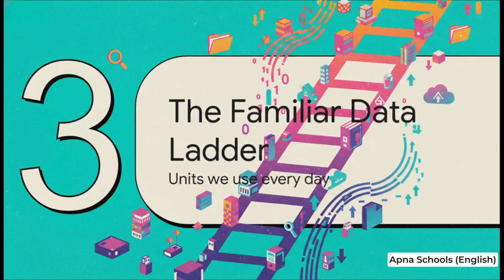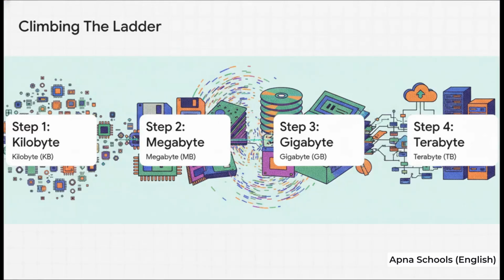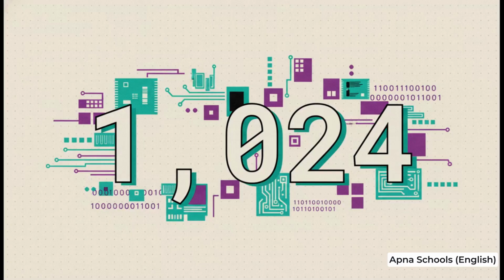Okay, now that we've got our foundation set, let's start climbing. We're going to move up the data ladder and start talking about the units you probably see every single day. You know these names, for sure. Kilobyte, megabyte, gigabyte, and terabyte. But the key here isn't just knowing the order, it's about really grasping the enormous jump in size that happens between each and every step. And that jump is all about this one magic number, 1024.